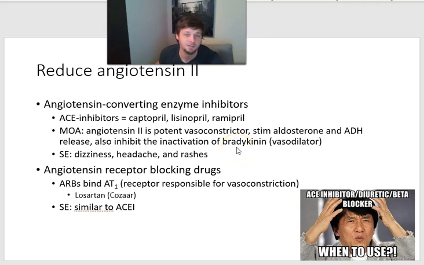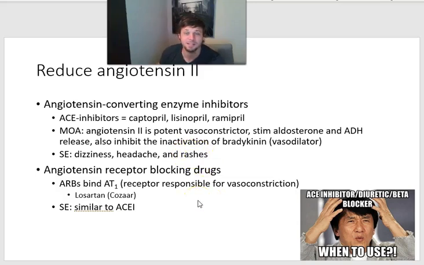With your ACE inhibitors, you also have the inhibition of the inactivation of bradykinin. And so you have more bradykinin, which is a vasodilator. Side effects include dizziness, headache, rashes.